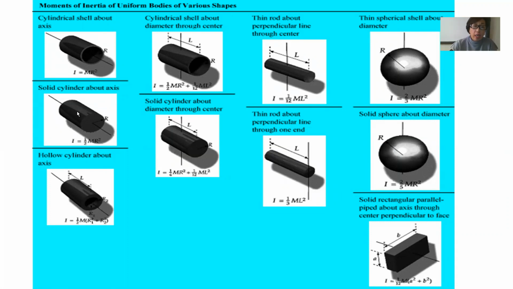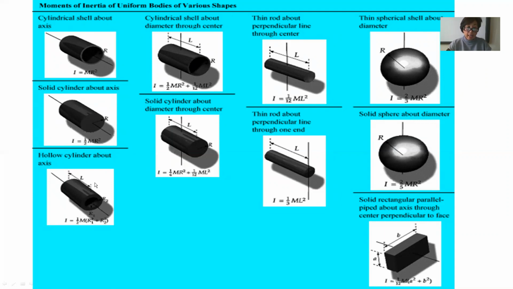And we take a solid cylinder about its axis. We also use the moment of inertia of a solid cylinder for a disk. This is the axis, and for a solid cylinder with radius r, the moment of inertia will be m r squared divided by 2, because this is a solid cylinder, whereas for a cylindrical shell we use m r squared.